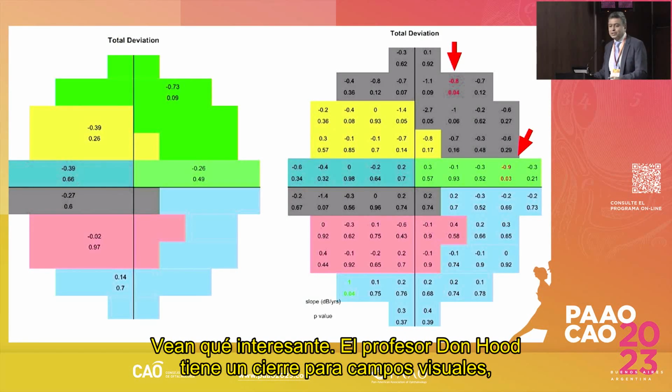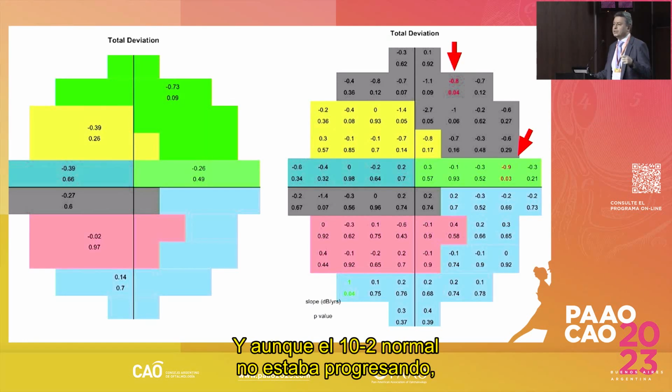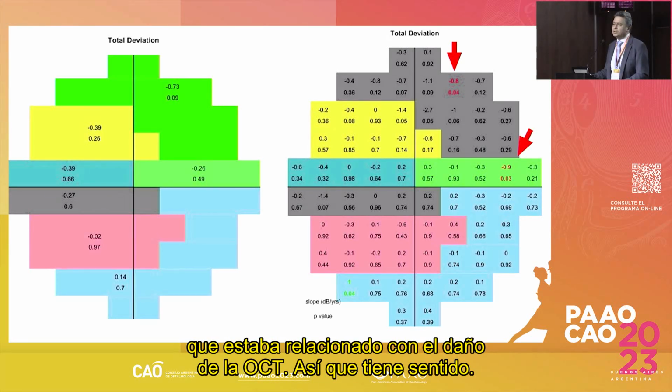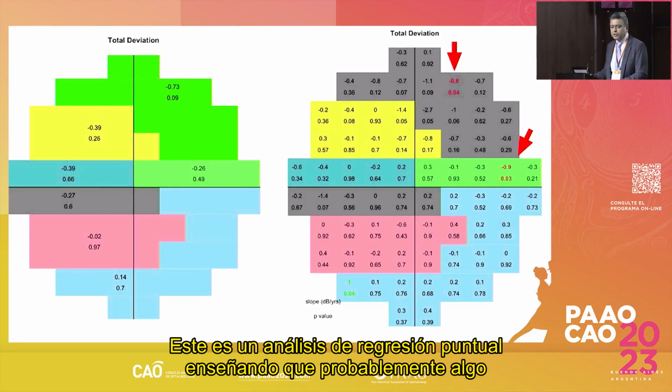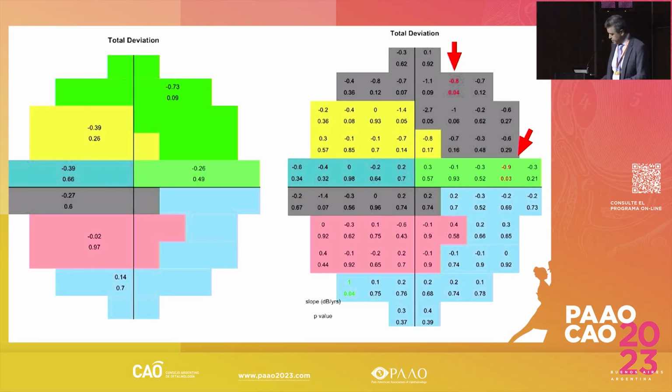And this is also interesting. Professor Don Hood has a cluster for visual field for 10-2 that you can see if it's progressing by cluster. And although the normal 10-2 was not progressing, if you work with cluster, it was progressing in one cluster, specifically the cluster that was related to the damage of the OCT. So it makes sense. This is a point-wise regression analysis showing that something probably happened also with the visual field, although it's in the normal range.